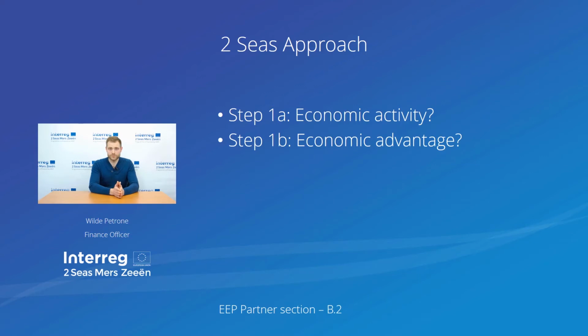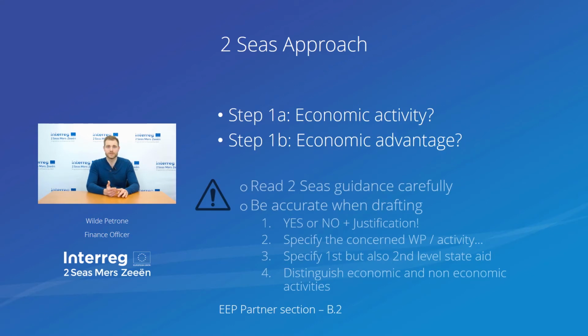The 2Cs approach on the EEP, so on the Electronic Exchange Platform, is based on 6 steps. So we'll go through step by step. First, this first step covers, as you've understood, the two only open criteria: economic activity, economic advantage.